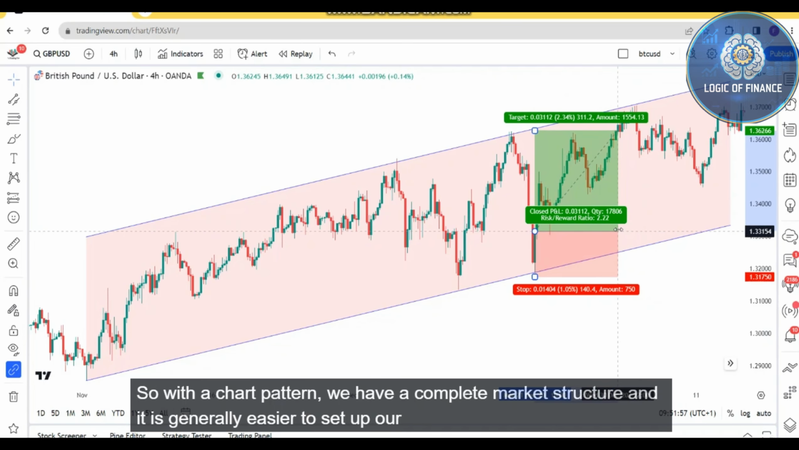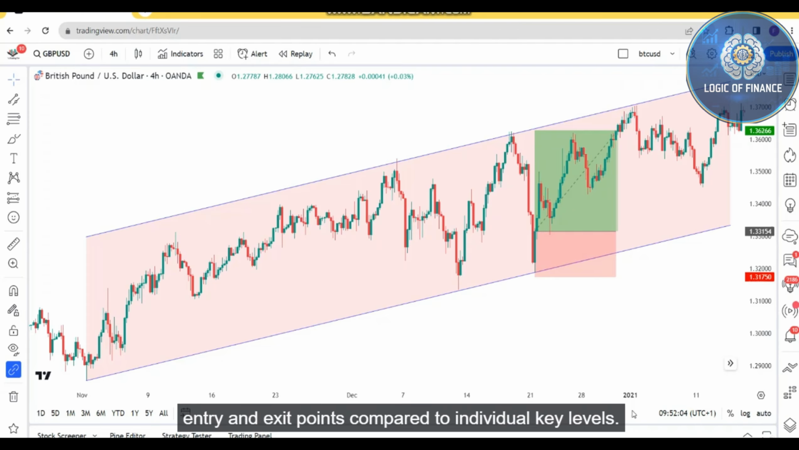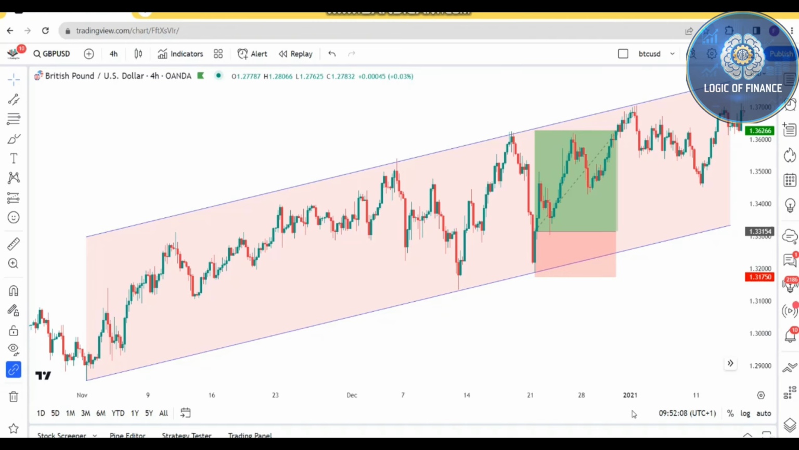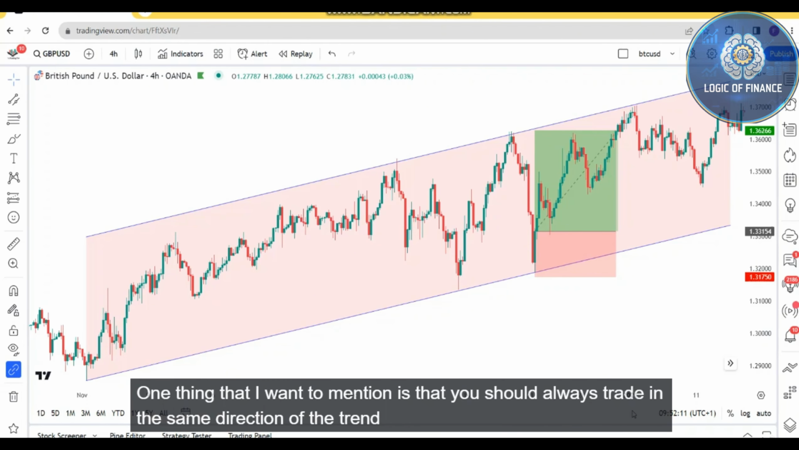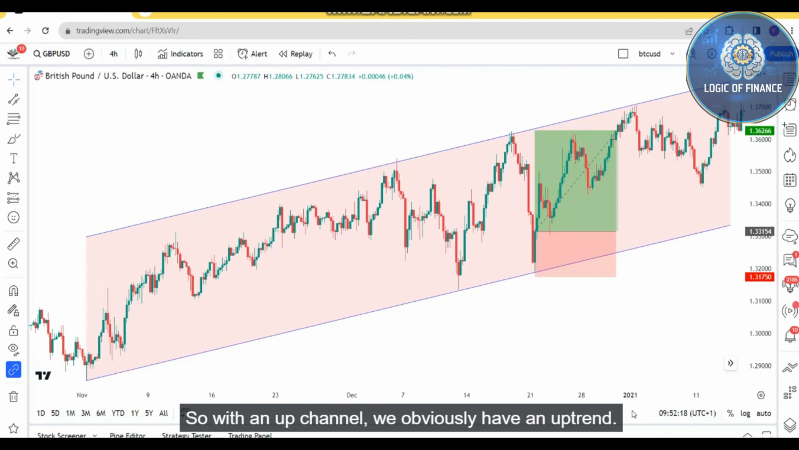So with a chart pattern we have a complete market structure, and it is generally easier to set up our entry and exit points compared to individual key levels. One thing that I want to mention is that you should always trade in the same direction of the trend we have on the market. So with an up channel, we obviously have an uptrend, so you only want to consider long positions.